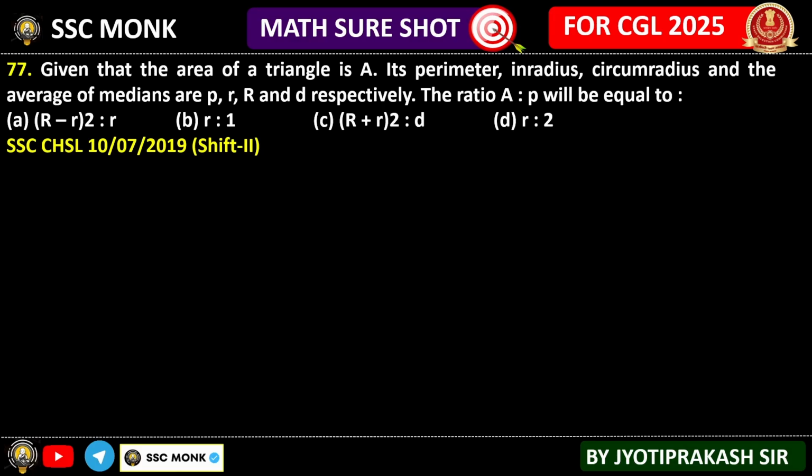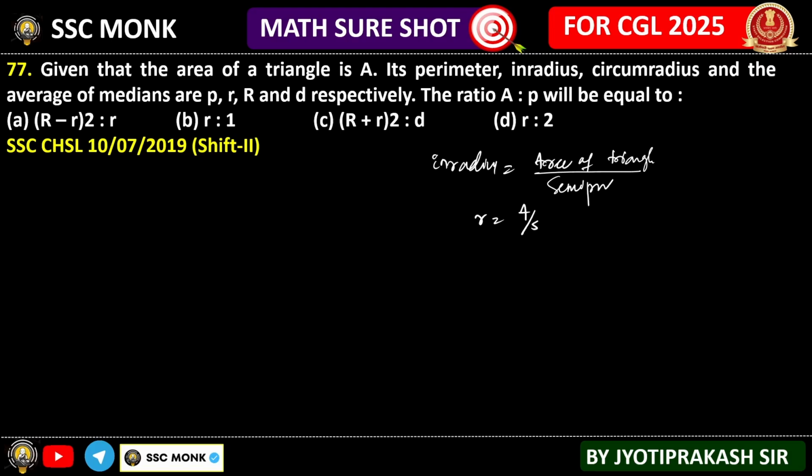Next, given that the area of the triangle is A, its perimeter, inradius, circumradius and the average of the medians are P, r, R and D respectively, the ratio of A to P will be equal to what? Very good question. We know that inradius is equal to area of triangle divided by semi-perimeter. Yes or no? Yes. So I can write r is equal to A by semi-perimeter.